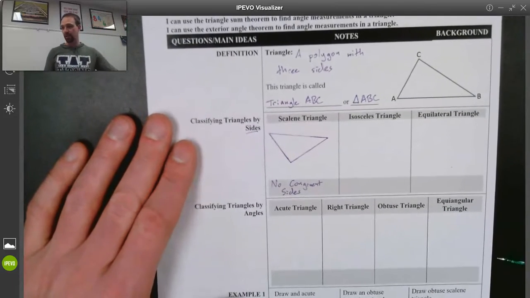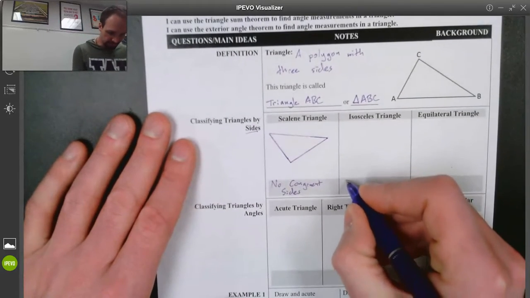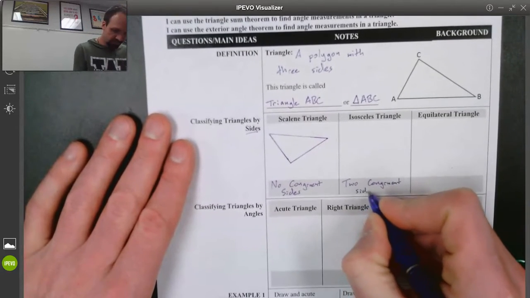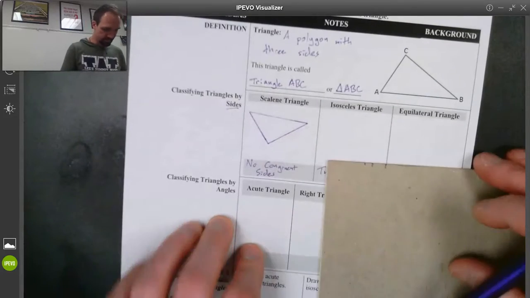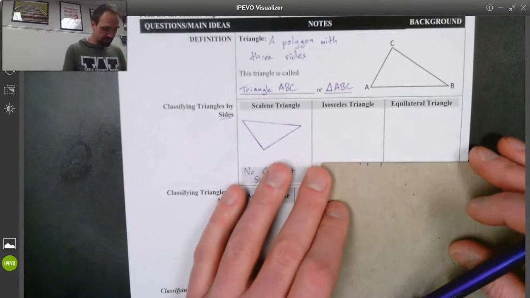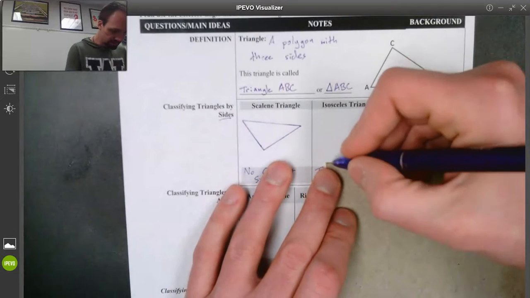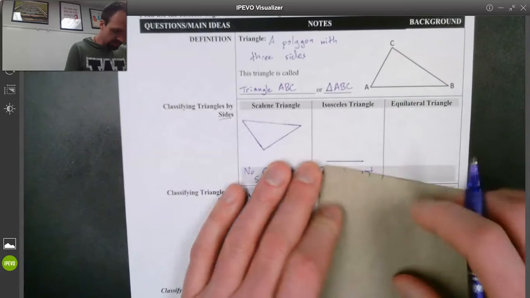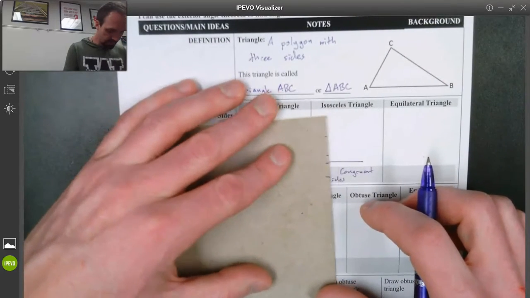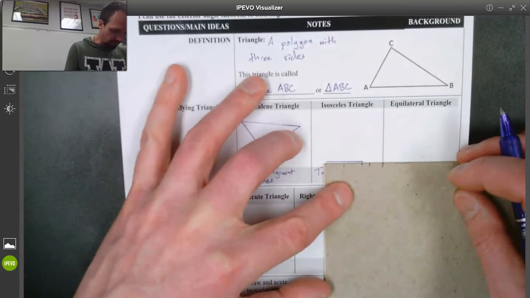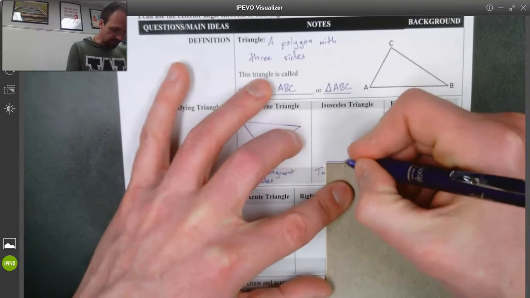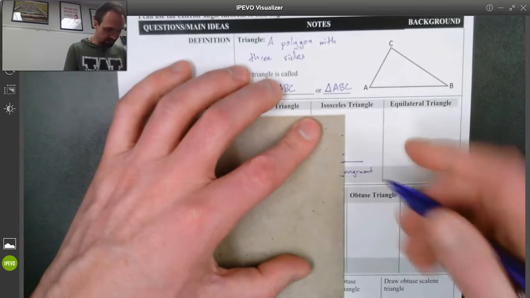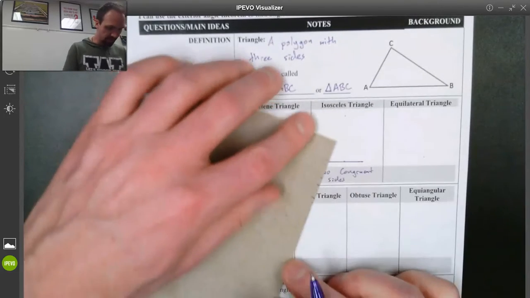An isosceles triangle will have two congruent sides. So you may wonder how I'm checking this. I'm actually doing my best to eyeball it. Let's see if I can get it. We'll find out if I was able to get it or not.